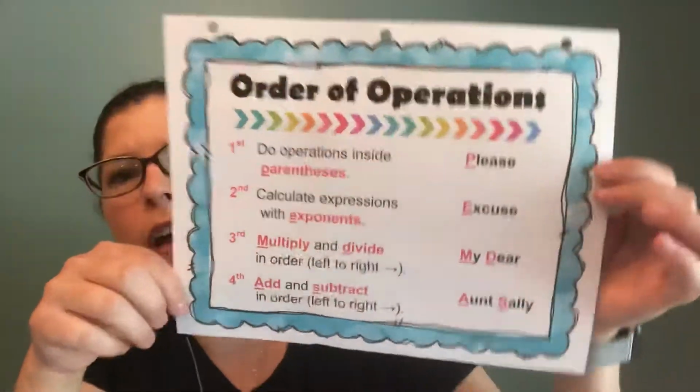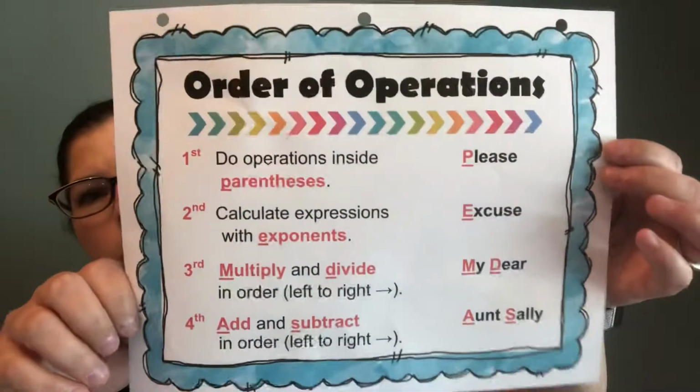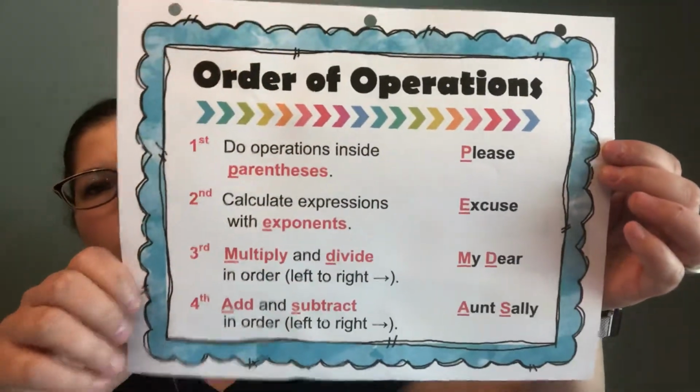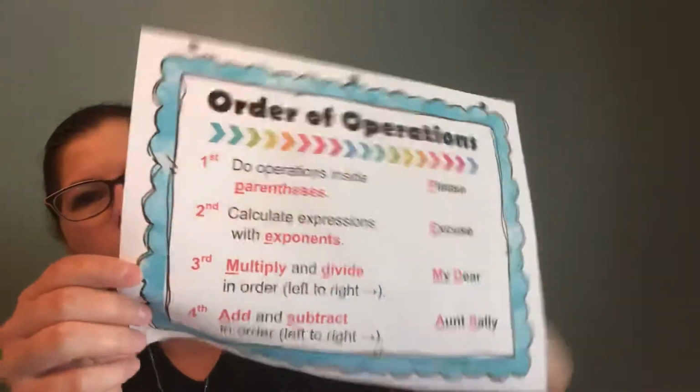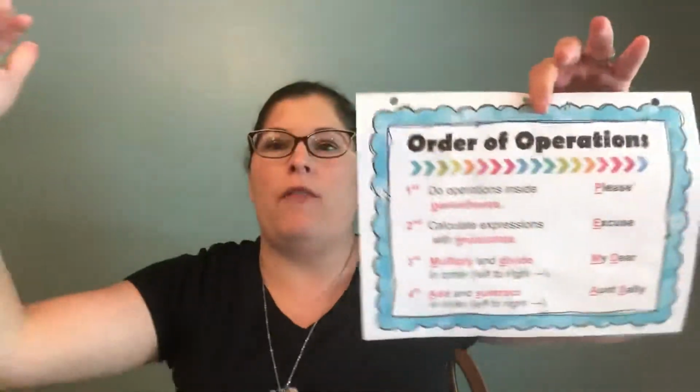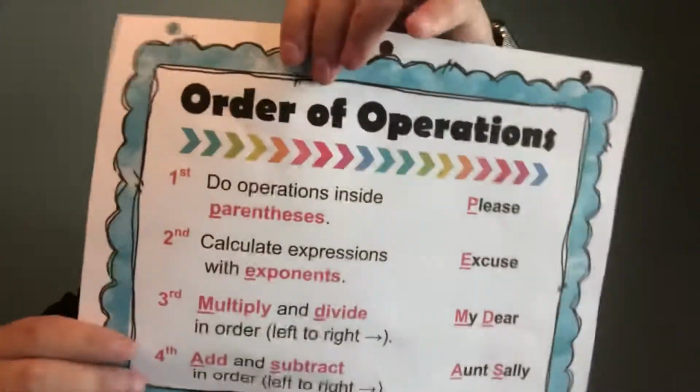All right, guys, we're going to go to day 15 on the top of page 79. We're going to look at some order of operations. PEMDAS, please excuse my dear Aunt Sally. So the first thing we do is we do what's in parentheses. Everything goes left to right, especially within those parentheses.